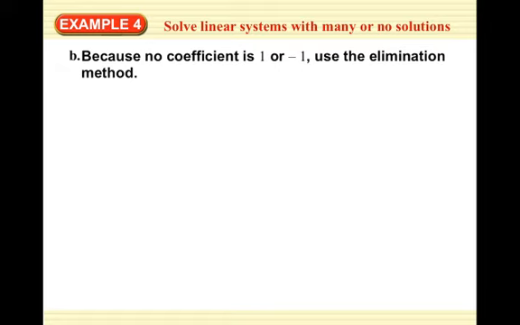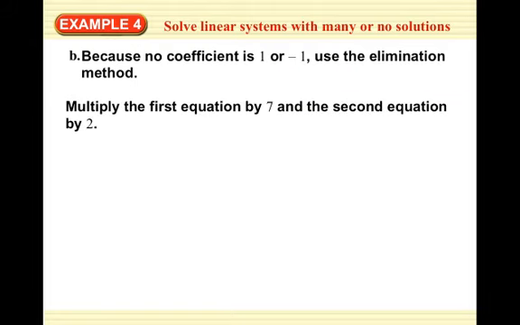All right, for part B, that was 4x minus 10y equals 8, negative 14x plus 35y equals negative 28. Because there's no coefficient of 1 or negative 1, you're definitely not going to want to use the substitution method, so we're going to use the elimination method.